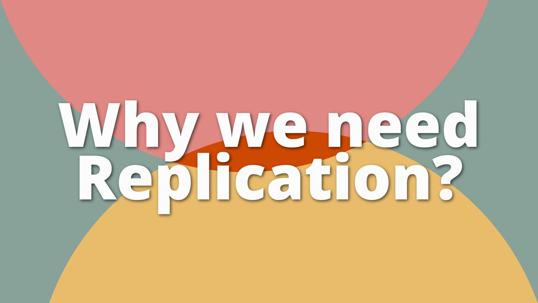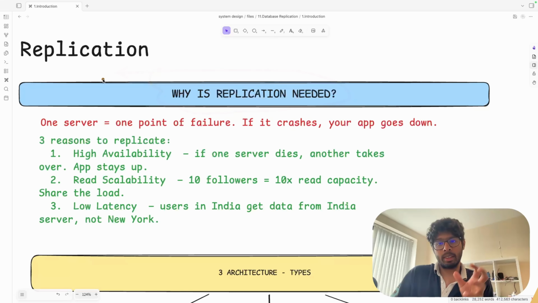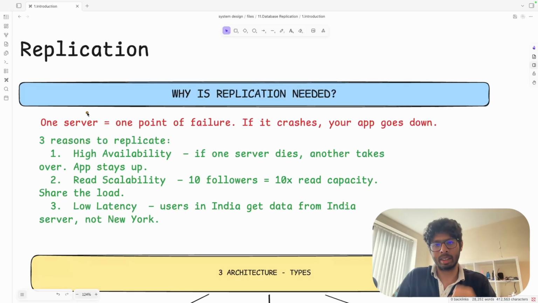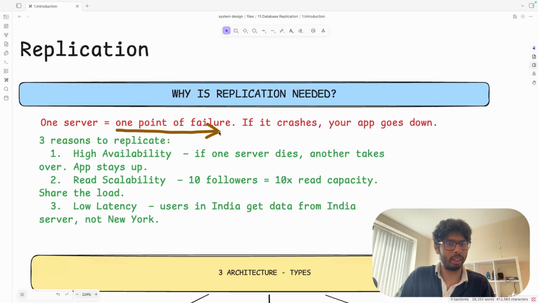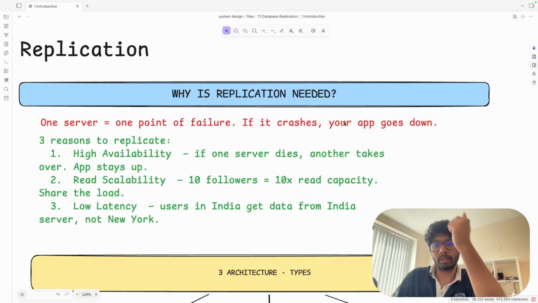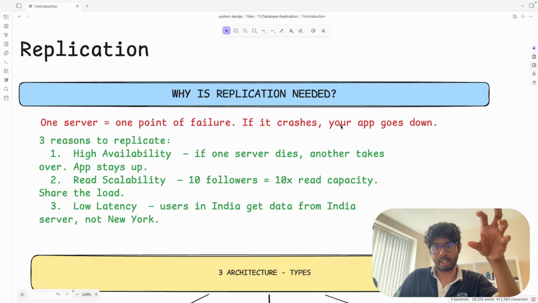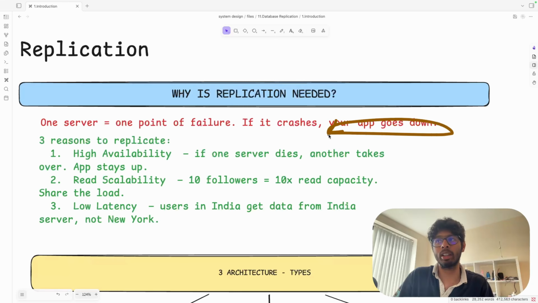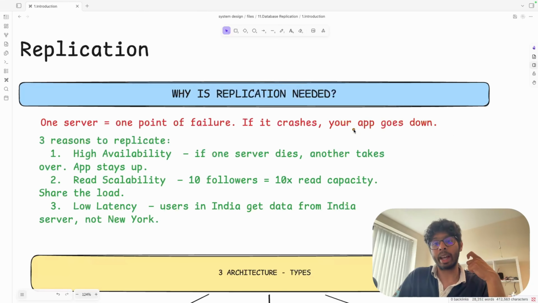Now let's talk about why we need replication. The simple answer is, if there is only one server, if only one database is running, then there is a high chance of a single point of failure, which I mentioned here. If it crashes, your app will go down. Our services connect to the database, and if our database crashes, the whole app will go down, because we have only one database. But if we make multiple copies of that particular database, then we will be able to save our data and our app will not go down. So this is why we need replication.